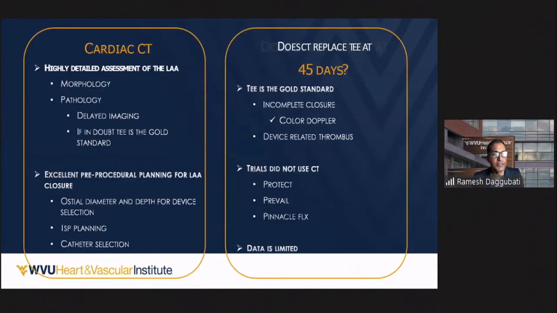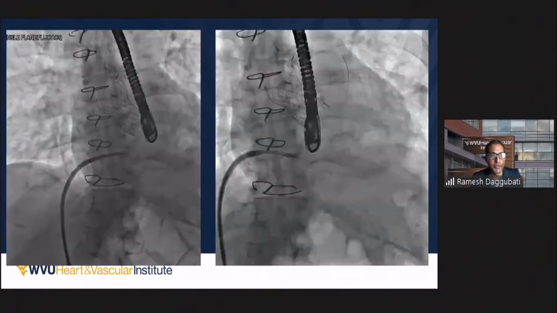So in cardiac CT, a highly detailed assessment of the left atrial appendage is possible, including morphology and pathology; delayed imaging will show that. If in doubt, TEE is obviously the gold standard. And it gives excellent pre-procedure planning for left atrial appendage closure. I showed you one case where a patient was tried with the WATCHMAN and aborted. Then we were able to complete it with the WATCHMAN Flex due to having that CT planning. Like a virtual valve, we now do a virtual WATCHMAN device.